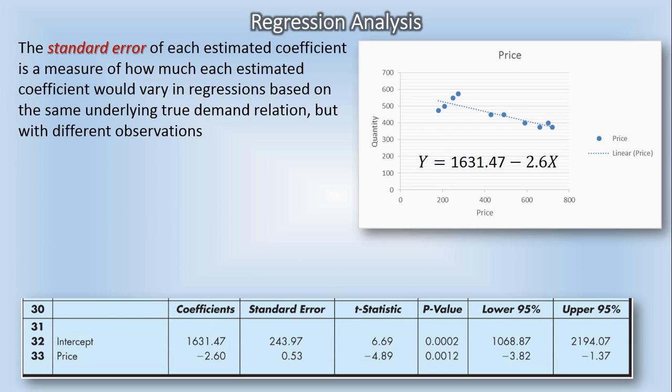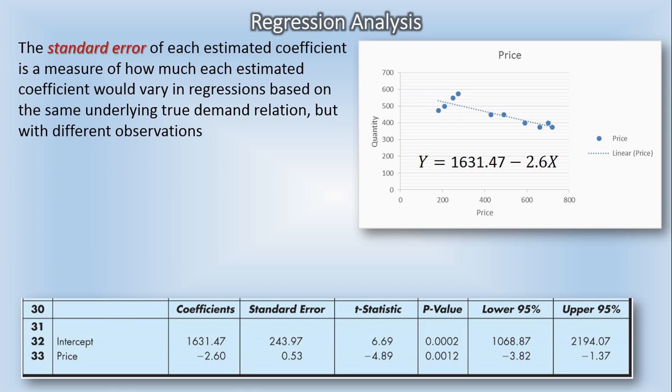This column tells us the standard error. The standard error of each estimated coefficient is a measure of how much each estimated coefficient would vary in regressions based on the same underlying true demand relation, but with different observations. So again, it tells us how precise our estimate is. This standard error for our coefficient tells us that it would vary a relatively big amount, 243.97, given repeated analysis from different data.